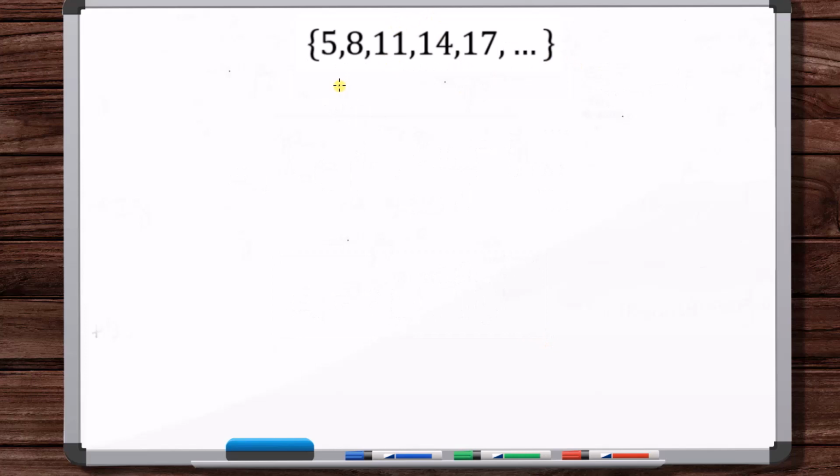Okay, 5, 8, 11, 14. All right, so is this an arithmetic sequence? Let's check the basic sequences first. So 5 plus 3 is 8, then 8 plus 3 is 11, so it looks like we're just adding 3 each time. So this is an arithmetic sequence.